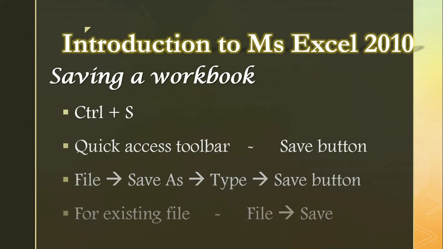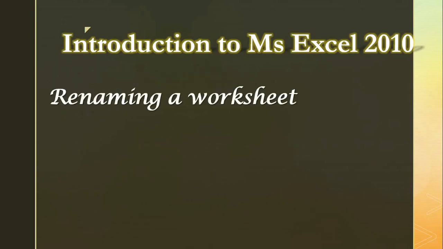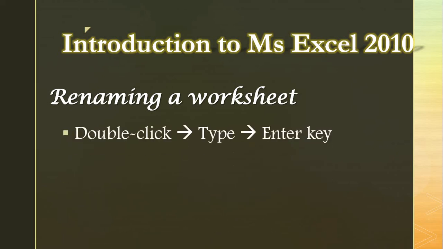Next is working with worksheet. That means renaming, adding and removing a worksheet. First, renaming a worksheet. How to rename a worksheet? By default, the worksheets are named as Sheet 1, Sheet 2, Sheet 3 and so on. If you want to change the name of the worksheet, you can change it by double-clicking on the worksheet name. You can type the new name and press the enter key on the keyboard. Your worksheet name will be changed.